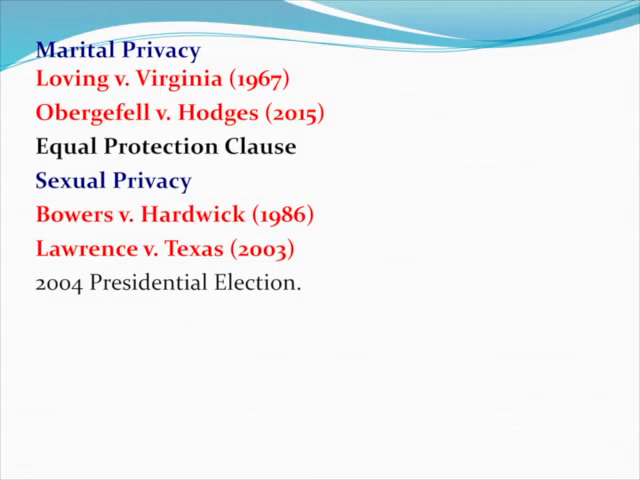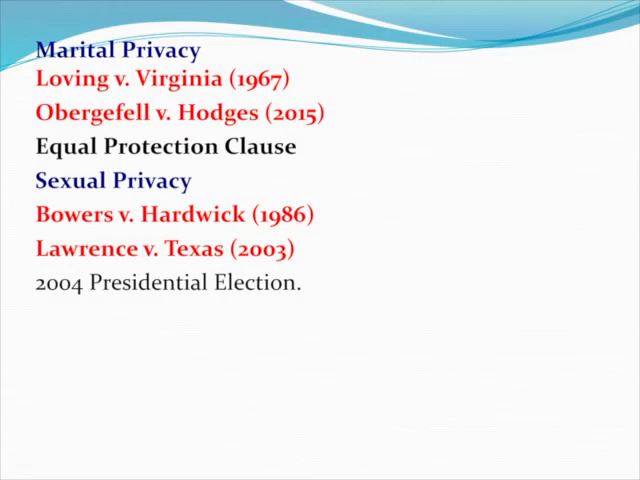The law was typically written to say that whites could not marry across racial lines. And in Loving versus Virginia, the Supreme Court decided that all such laws were in fact unconstitutional because they violated two provisions of the Constitution simultaneously. First, the marital right to privacy, and second, the Equal Protection Clause of the 14th Amendment.